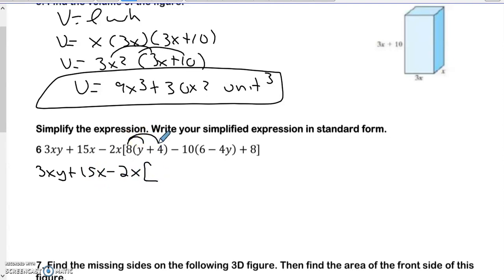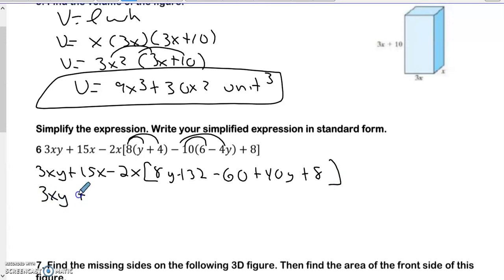And I'm going to distribute, I get 8y plus 32. So 8y plus 32 minus 60, because I'm going to distribute, plus 40. Two negatives make a positive, plus 8, bring down your bracket. Then on the next line, I'm going to do 3xy plus 15x. And I am going to start to distribute. I need to distribute the negative 2 all the way across.